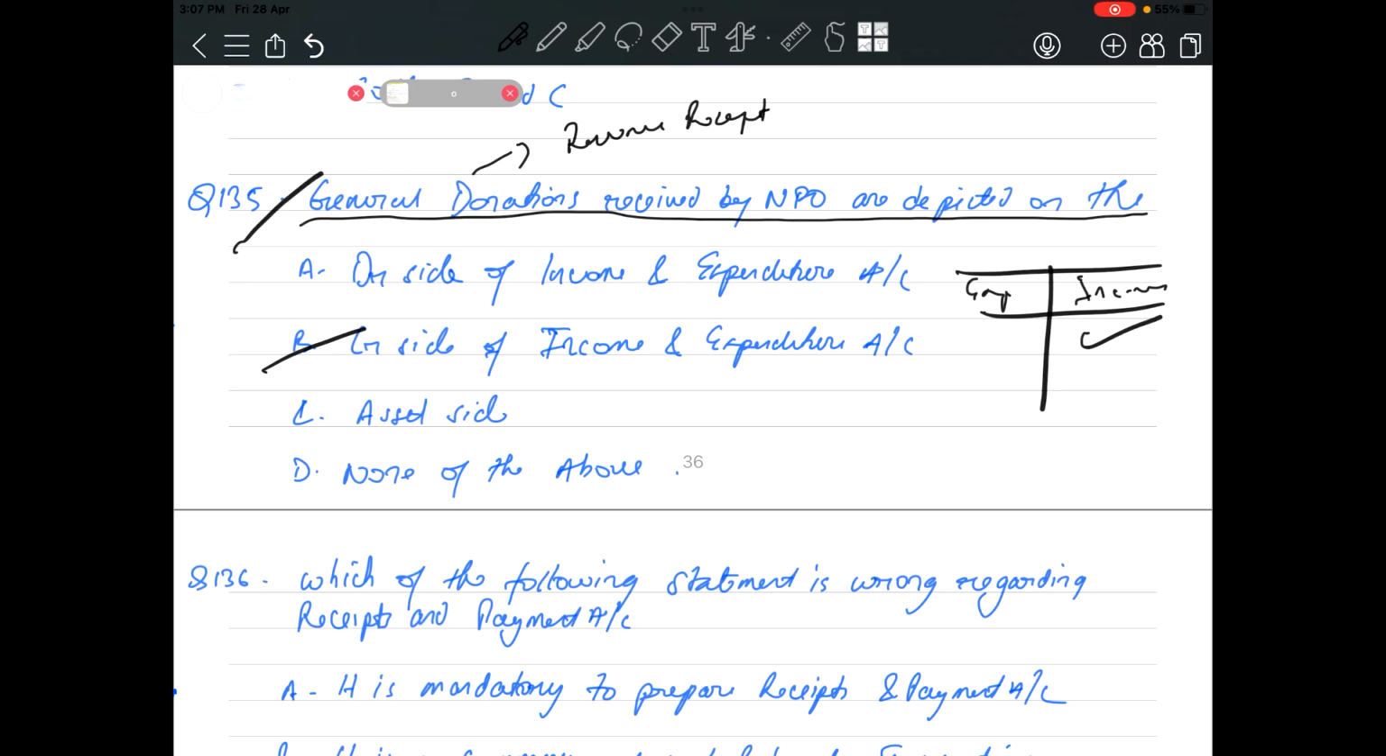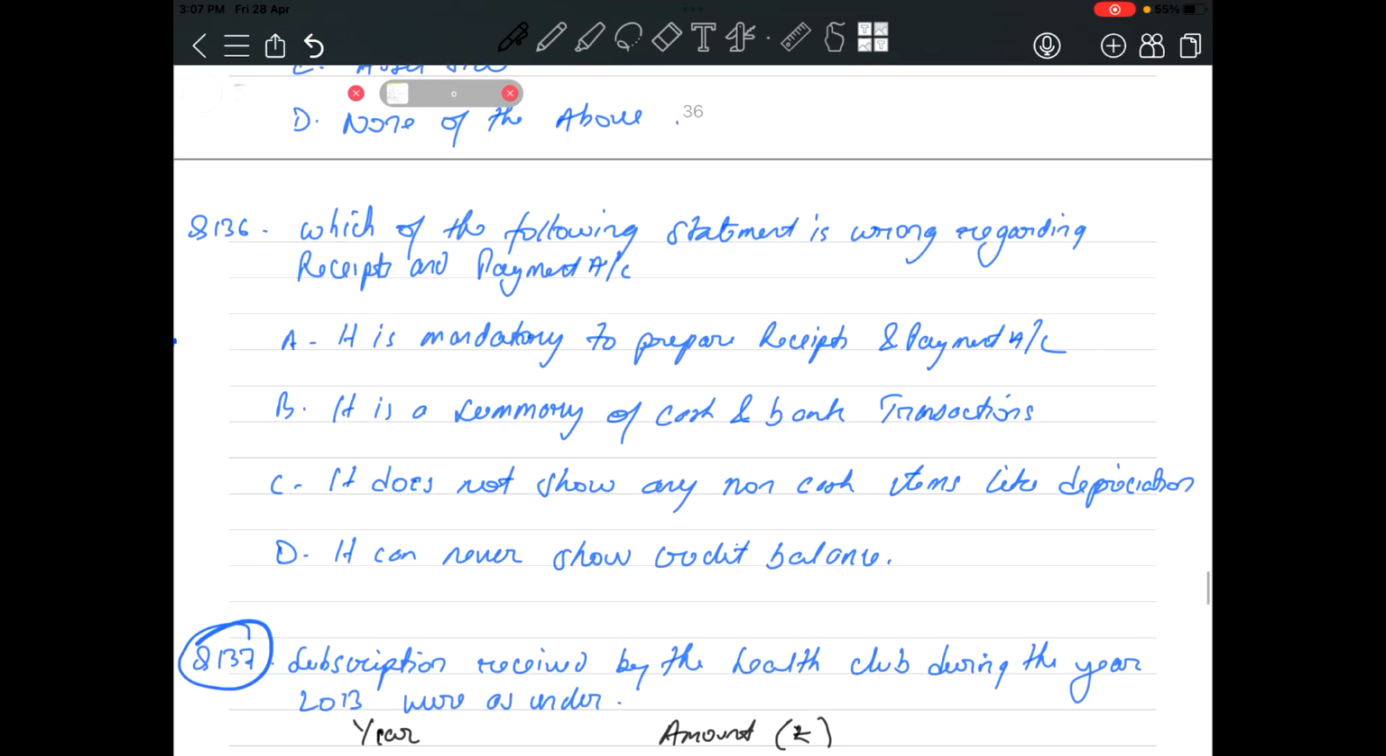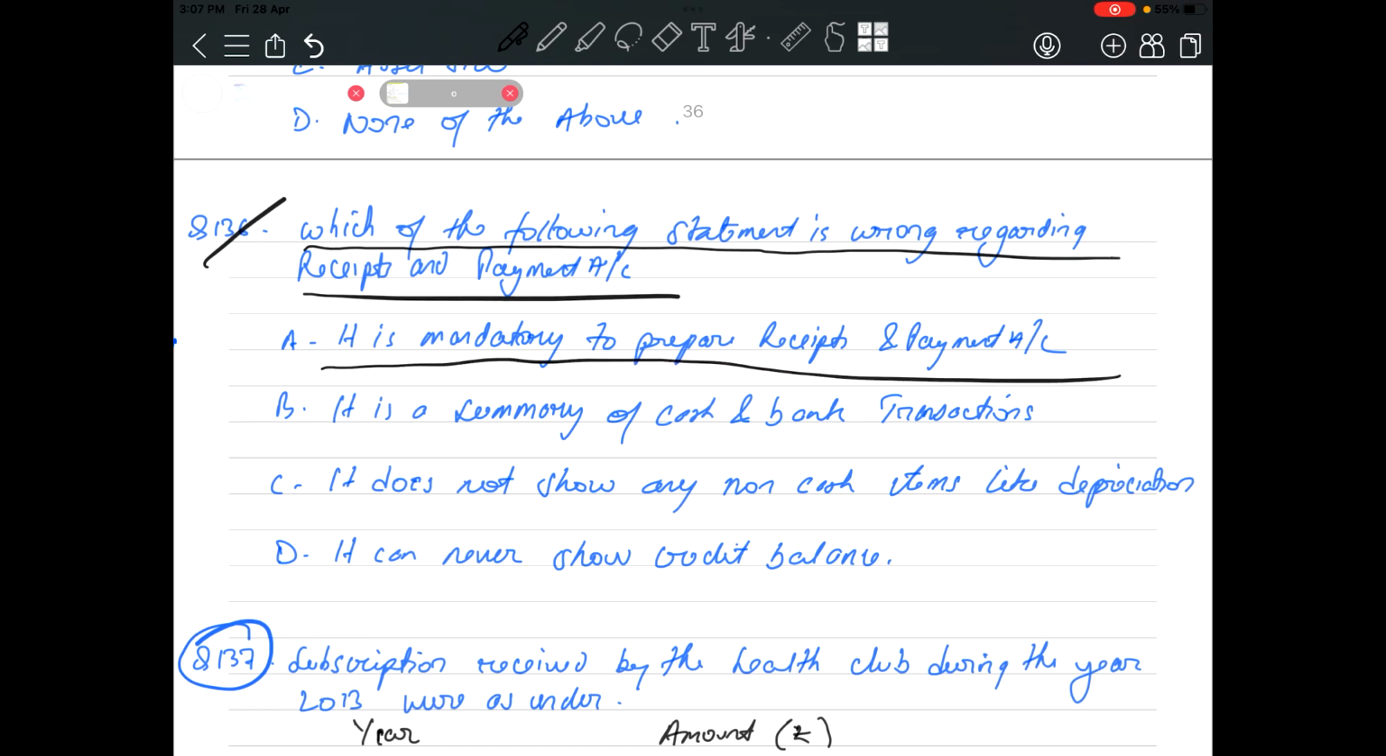Simple, easy. Now let's see question number 136. Which of the following statement is wrong regarding receipt and payment account? Whenever you see receipt and payment account, one thing should come in your mind: actual cash receipt and payment. Now let's see which of the statement is wrong. It is mandatory to prepare receipt and payment account. Is it mandatory? Yes, it is mandatory to prepare receipt and payment account.